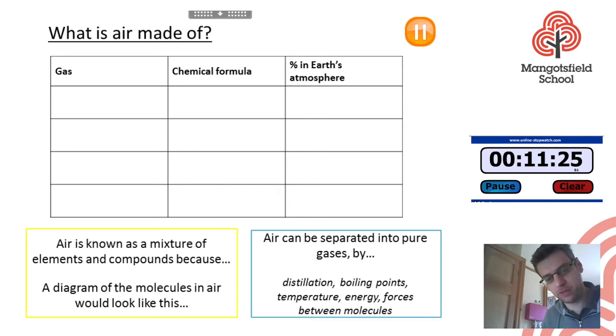So the four gases are nitrogen, oxygen, argon, carbon dioxide. Can you remember what their chemical formula was? Can you remember how much of the atmosphere they are?